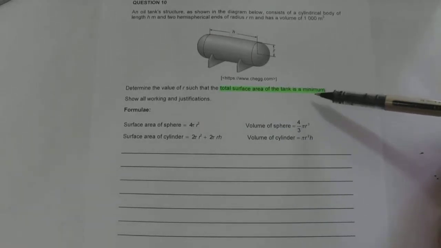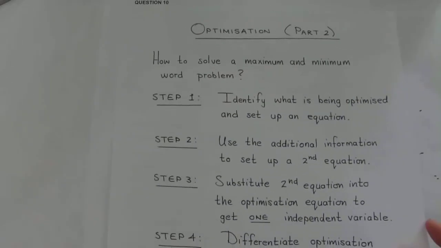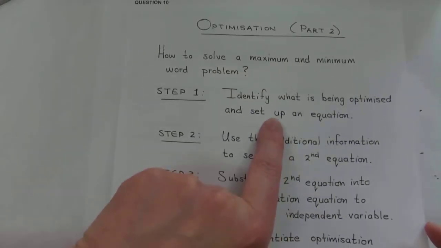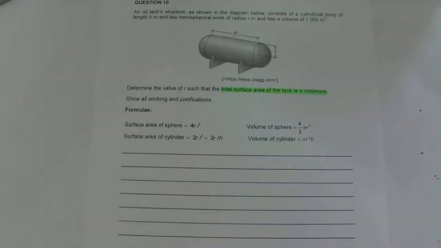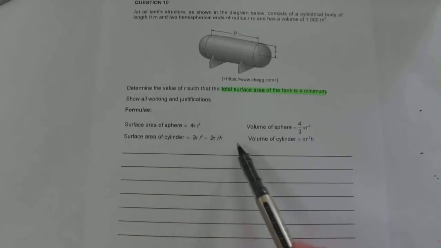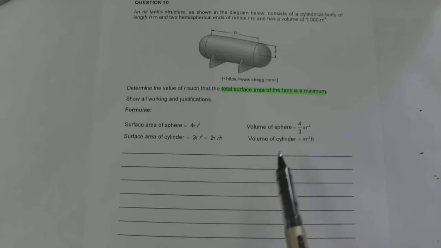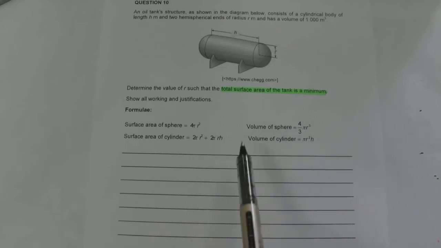And in this case, they said the surface area. So that's going to come into my step 1, where once I've identified what needs to be optimized, in this case minimized, I need to set up an equation for surface area. Okay, and it says show all your working justification, and it gives you a bunch of formulas: surface area of a sphere, surface area of a cylinder, volume of a sphere, volume of a cylinder. So we'll get back to that just now.